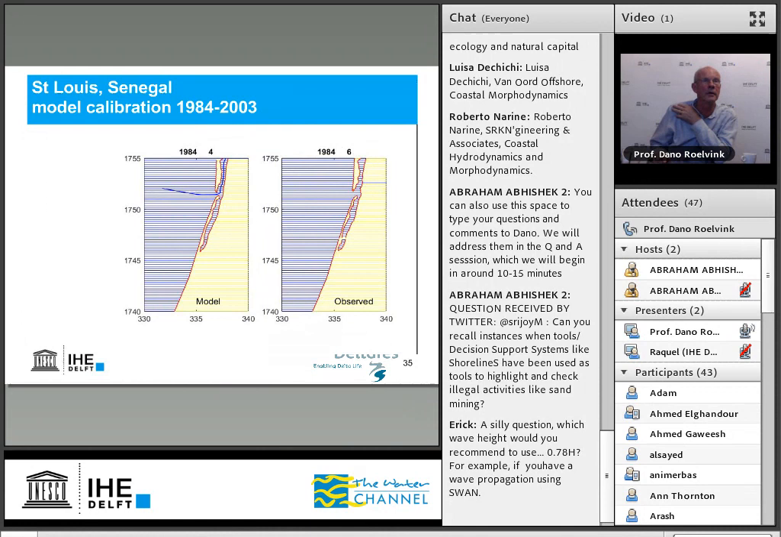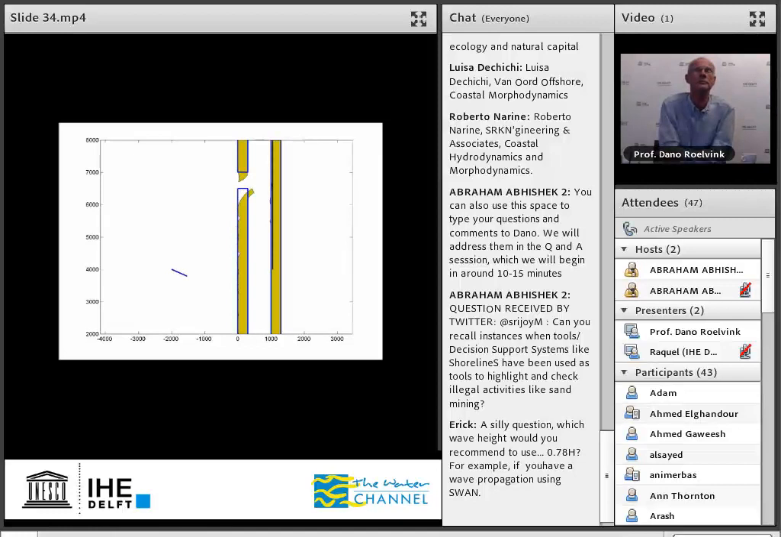There we go. So here we have an animation of, on the left, the model calibration, and on the right, what is observed from satellite imagery. You see the observed evolution.